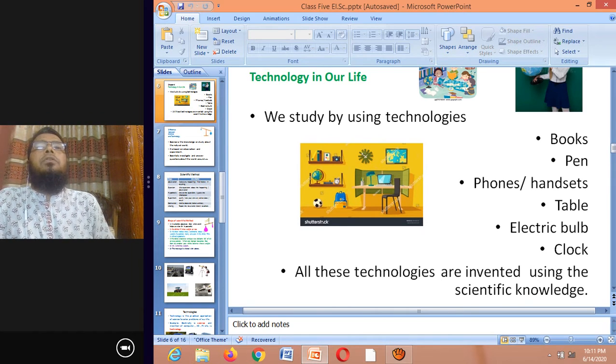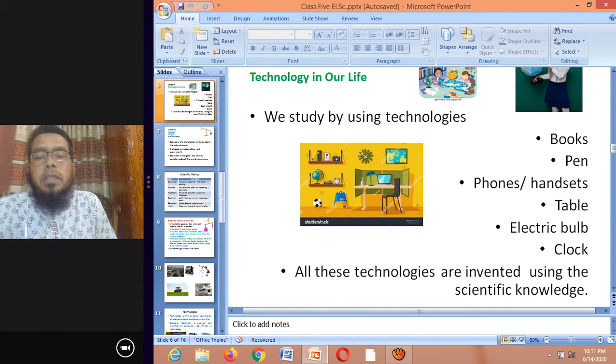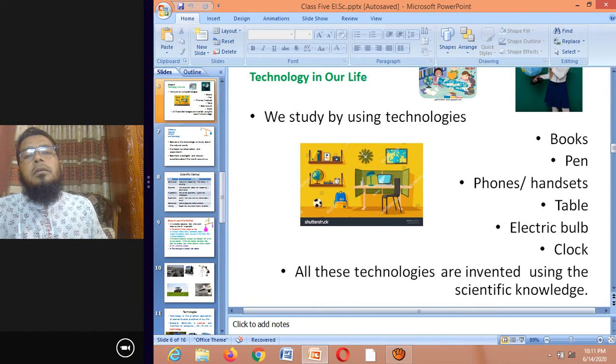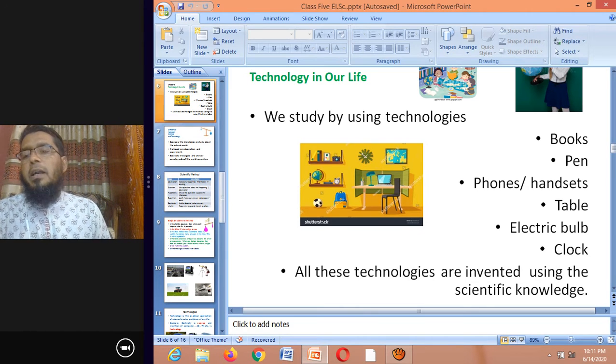Before knowing that, we must know what science is and what technology is. If we can say what technology is and what science is, we can then easily say what is the basic difference of technology and science, or what is the relationship between science and technology. So let's start. First of all, we'll know what science is.